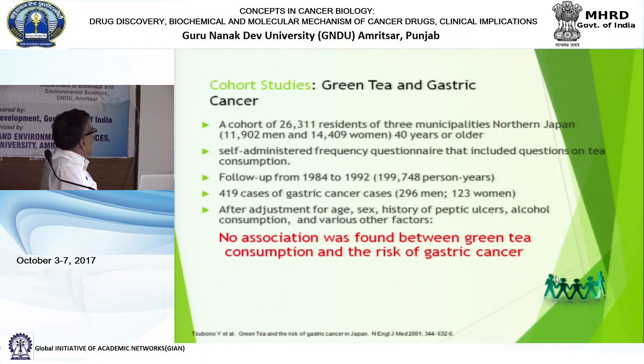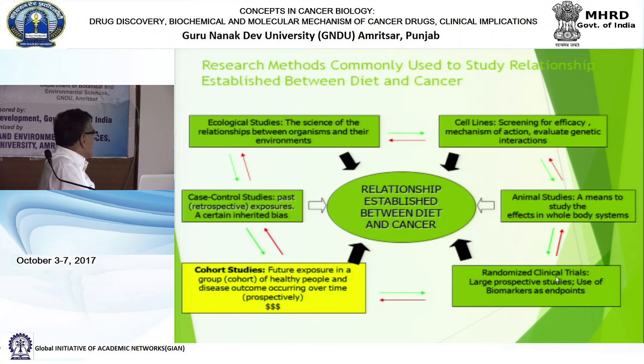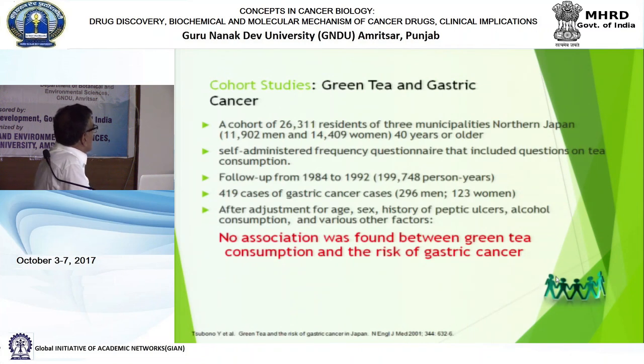Okay. If you look at the cohort study, what is a cohort study? For example, in a group of healthy people, and this is outcome. So that's even prospectively. And in a cohort study, there was a cohort study done, and you can follow. And they did not find association between green tea and gastric cancer. They required a lot of patients, lots of money, 26,000 patients in China with questionnaires, with the selected people. They adjusted for age, sex, history, and all that, peptic ulcers, alcohol consumption. So that's one thing. They have to decide what is the right population or study group to include.